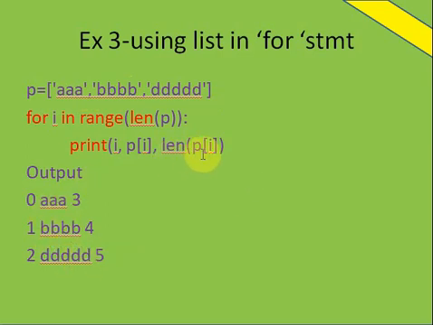Next, print len(P[i]). len is a built-in function which returns the length of the given string. So P of i is the given string number 0, 1, 2. For that it will return the length 3 of this string, length 4 of this string, length 5 of this string.